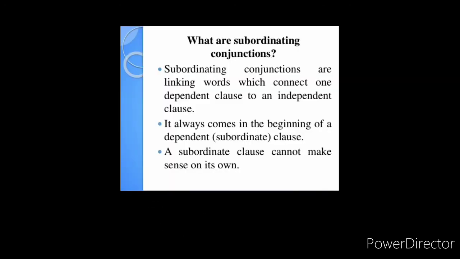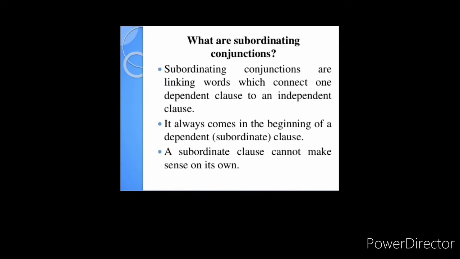Now, what are subordinating conjunctions? Students, subordinating conjunctions are linking words which connect a dependent clause to an independent clause. Fine, students. So, subordinating conjunctions are the linking words, and what they do, they link or connect dependent clause to an independent clause. Now, it always comes in the beginning of the dependent clause. Subordinating conjunctions always come in the beginning of the dependent clause.